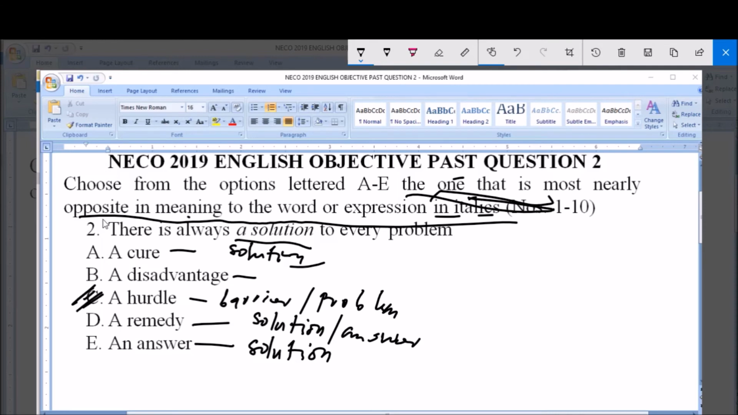So it simply means that there is always an undo to every problem. Although undo means problem, the opposite of solution is undo, which is barrier or problem.